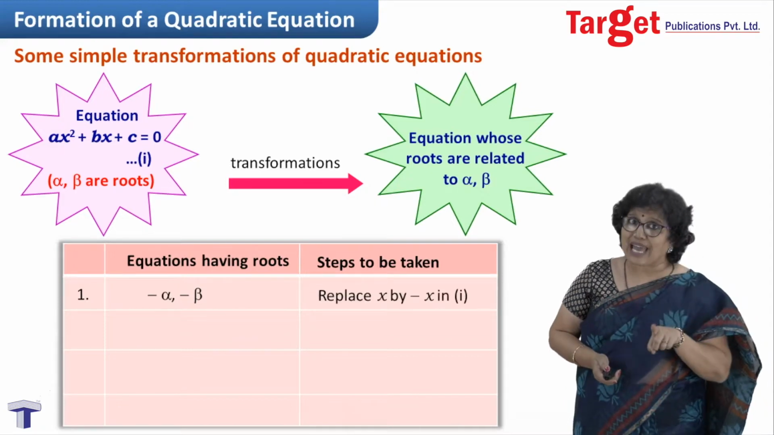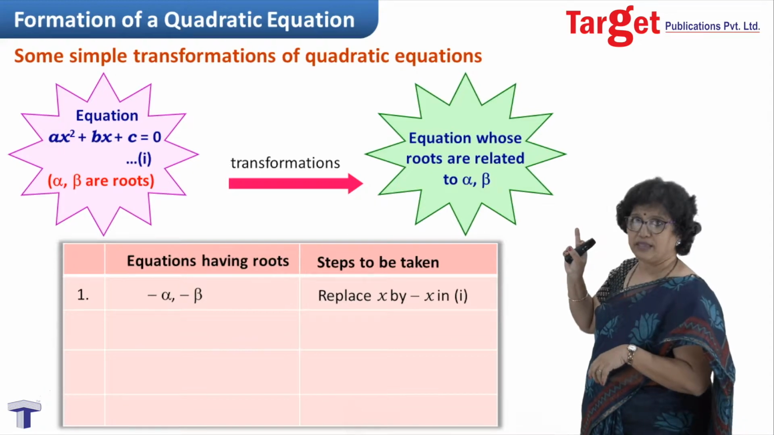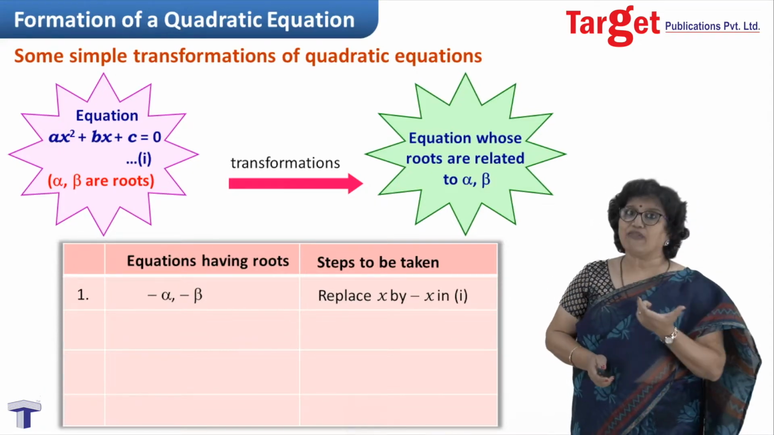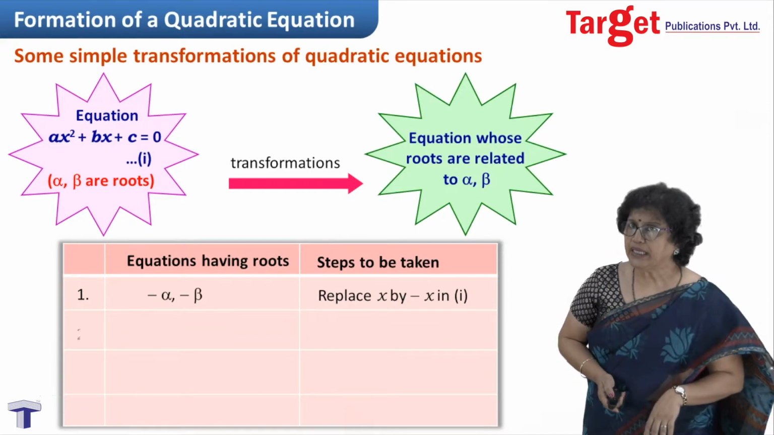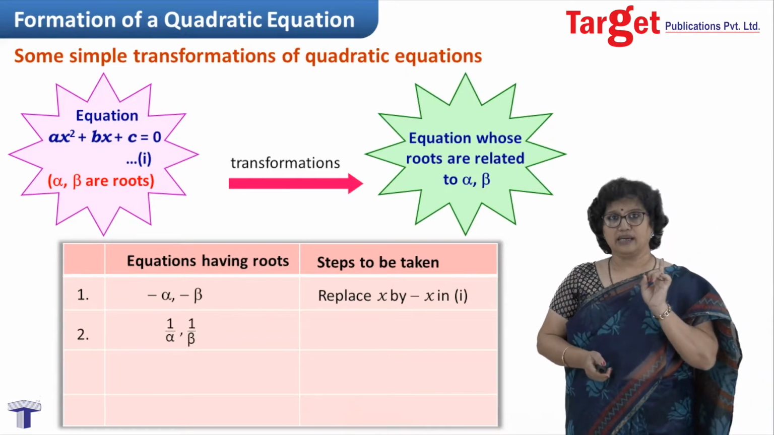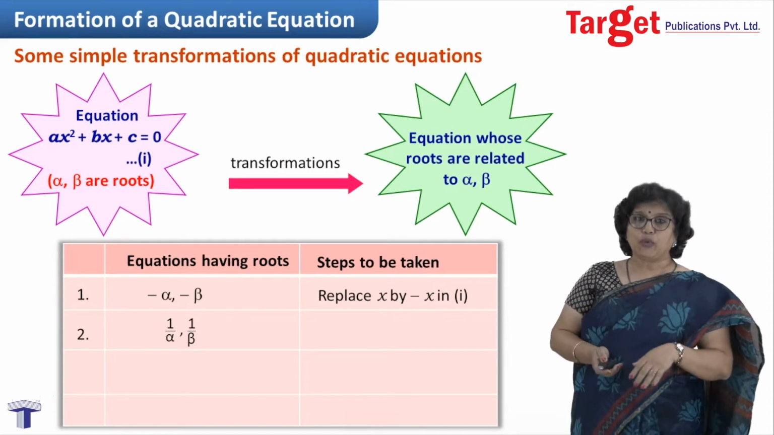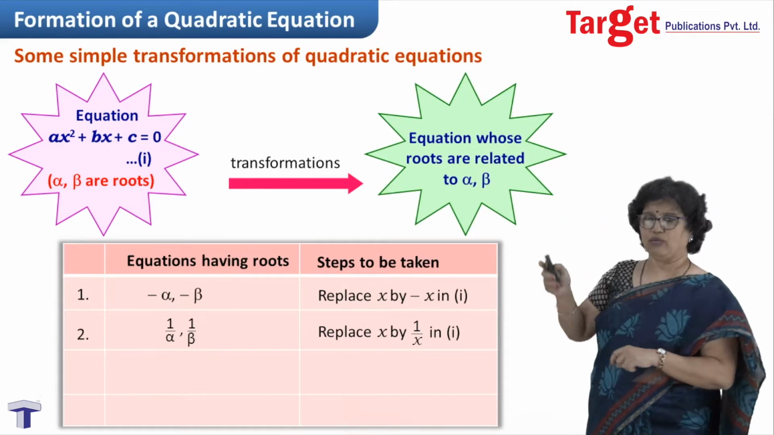It is replace x by minus x in 1. 1 means ax square plus bx plus c equal to 0. And by doing this exercise, simplify that further. Whatever equation you get, the resulting one would be your destination. Next could be, if 1 upon alpha and 1 upon beta are the roots of the new equation and we want that equation, then what do we do? We replace x by 1 upon x in ax square plus bx plus c equal to 0.